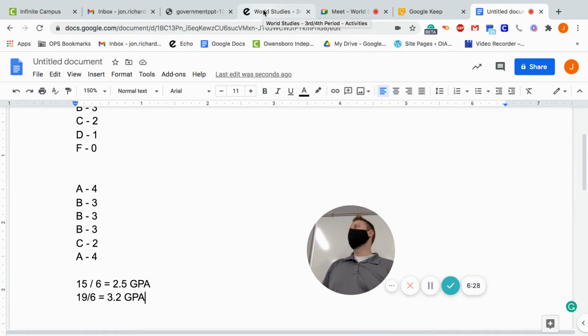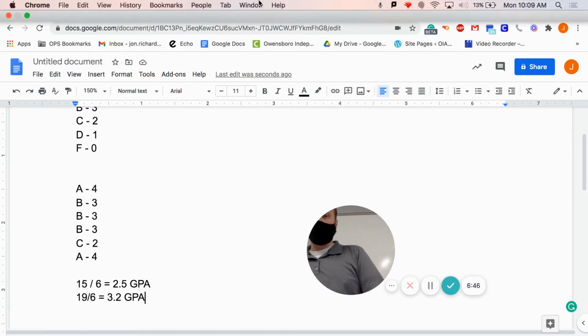It's a lot easier to keep a high GPA than to pull a GPA out from nothing. And the good news is we are only through about 25% of the year. So you've got a lot of time to bring up your grades before the end of the semester or before the end of the year.